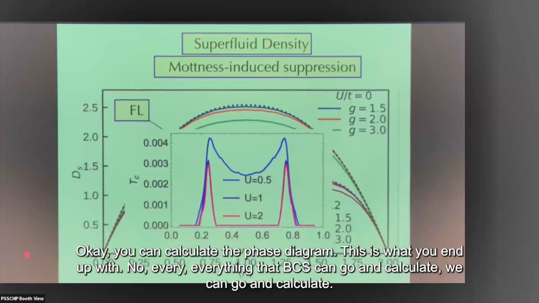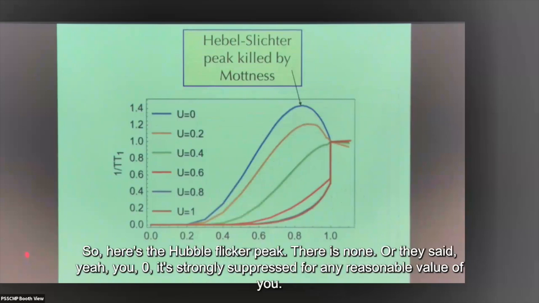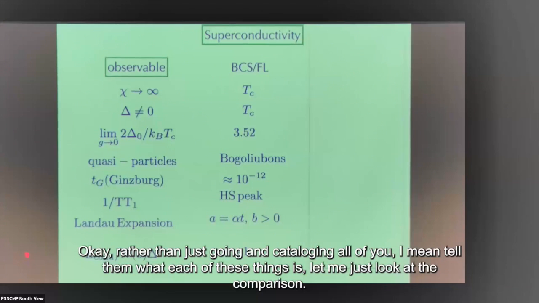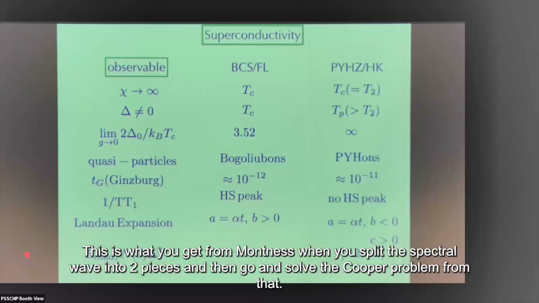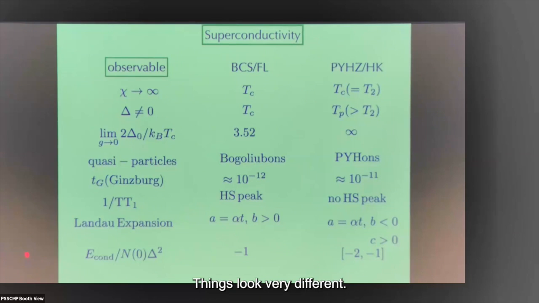Now, everything that BCS can go and calculate, we can go and calculate. So here's the Hebel-Slichter peak. There is none. Or at least, u equals 0, it's strongly suppressed for any reasonable value of u. Okay, rather than just going and cataloging all of these, telling what each of these things is, let me just look at the comparison. So here are some observables that you get in the superconducting state. And here's what you get for Fermi liquid theory. This is what you get from Mottness, when you split the spectral weight into two pieces and then go and solve the Cooper problem from that. Things look very different.